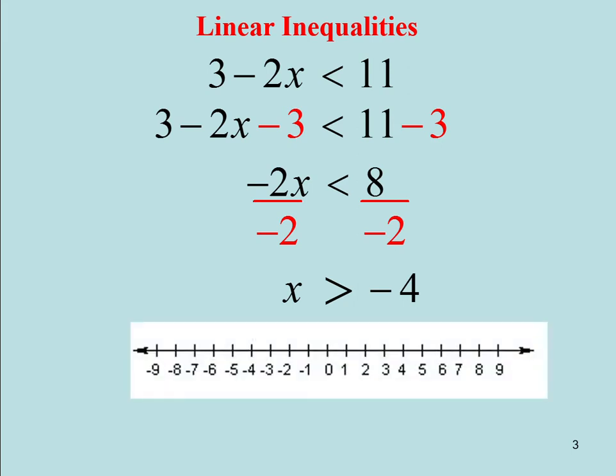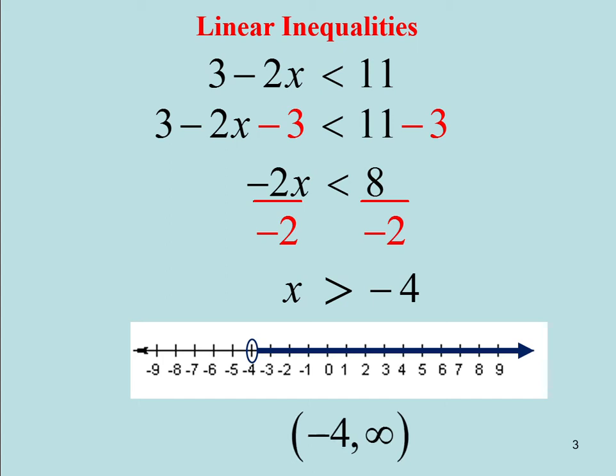Now, to graph the inequality, we locate the number on the number line, -4 in this case. We shade the direction that the inequality is pointing. So there's the graph of the inequality. We also give the answer to inequalities in interval notation.